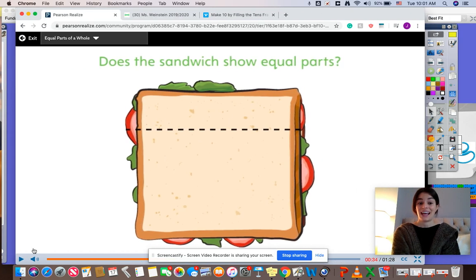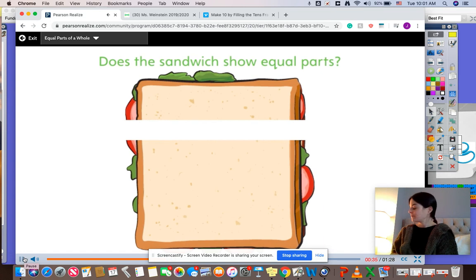Definitely not. I would not want that smaller part of the sandwich. Those are not equal. One piece is larger than the other. These parts are not equal. I did not divide the sandwich in half. If I share this sandwich with a friend, one of us will get more than the other.